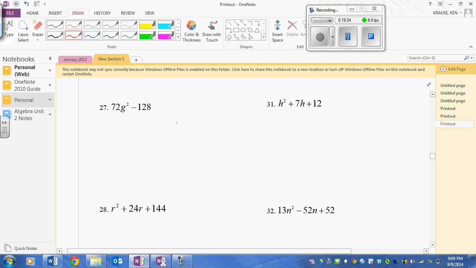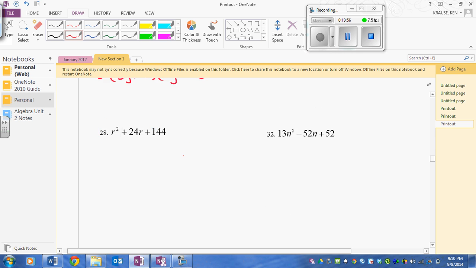This one obviously has a GCF. I think we talked about this in class. The GCF was 8. And I'm left with 9g squared minus 16. Notice 9 and 16 are both perfect squares. So this is again the difference of perfect squares. 3g times 3g is 9g squared. 4 times 4 is 16. One is plus, one is minus.